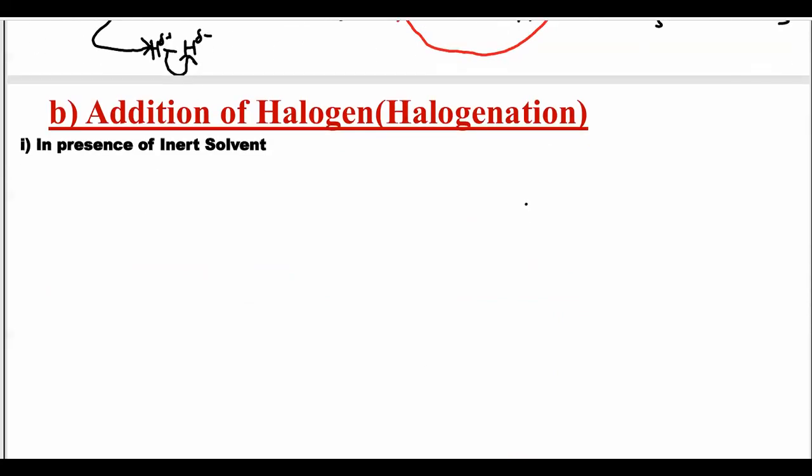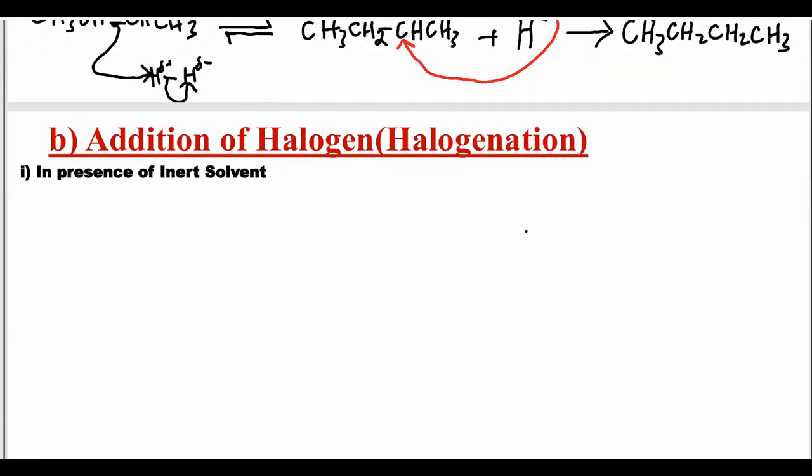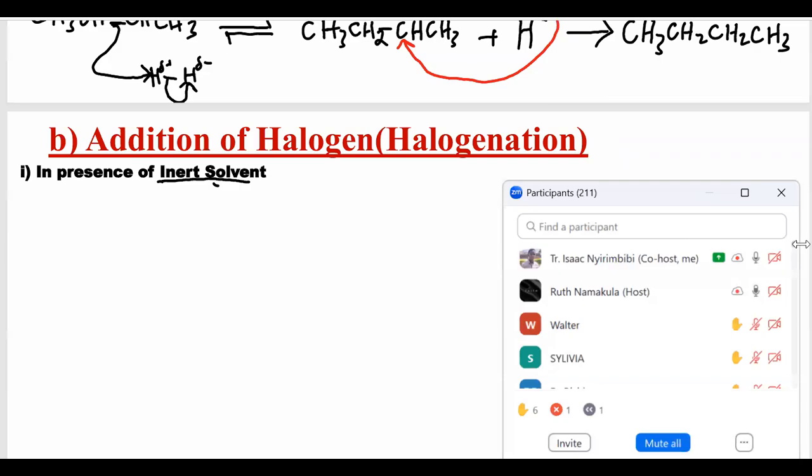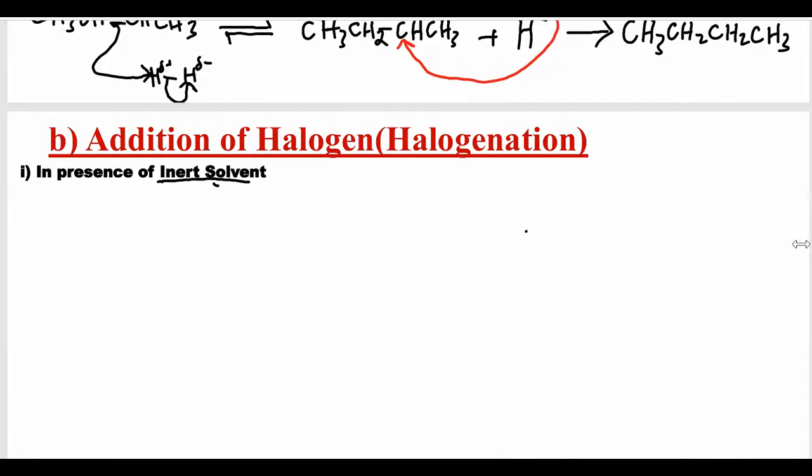Okay, now let's move very fast. I see time is running and we may not finish. Halogenation, addition of halogen, and now we are talking about it in the presence of an inert solvent. Which inert solvent do we normally use? Are you still there? Okay, let me have one person I can move with. Who is ready? Okay, Ruth. Ruth, are you ready? Let's move together. Do you know something about addition of halogen in the presence of inert solvent? Give me an example.